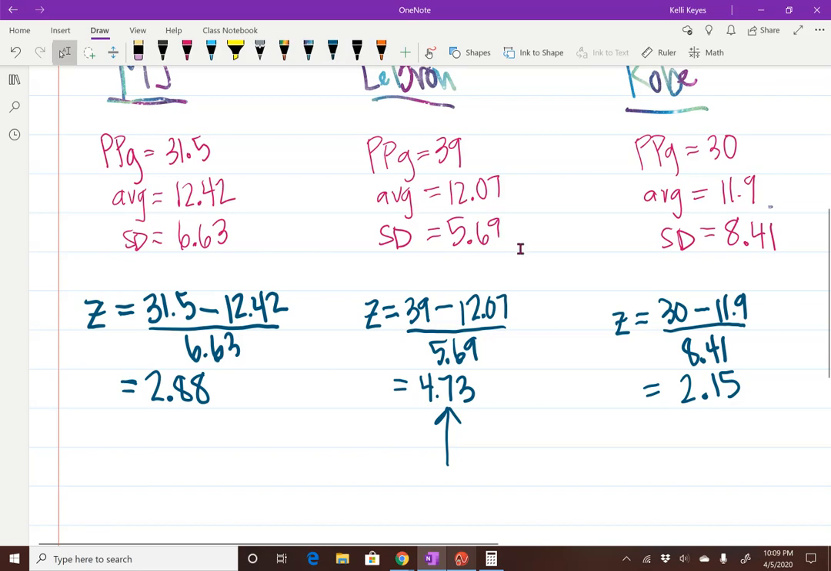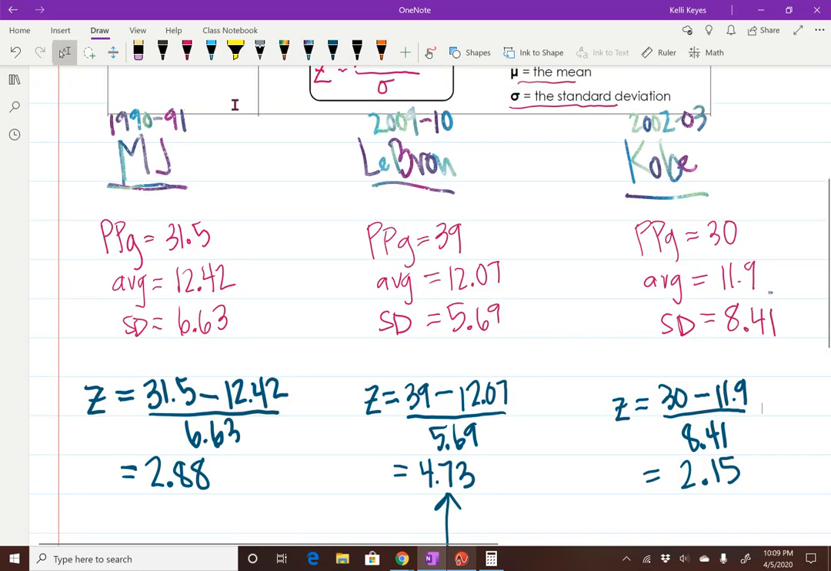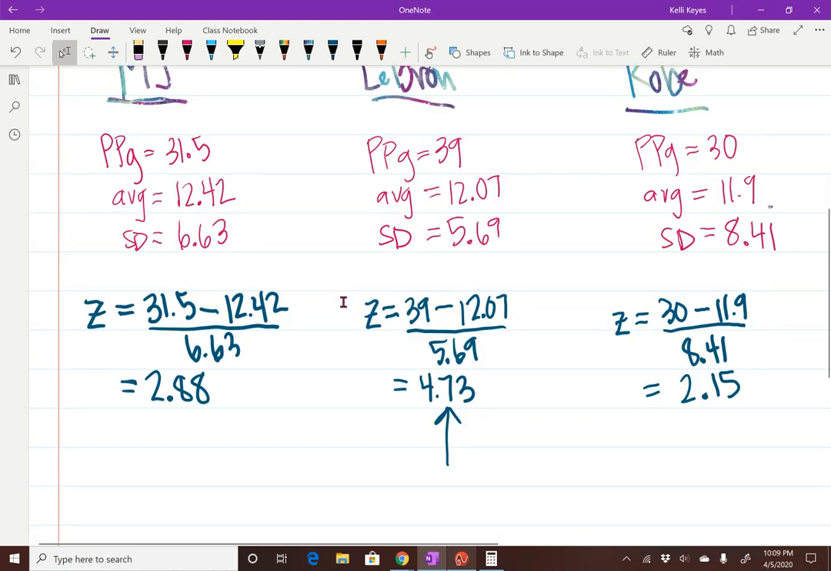And I may have just chosen the wrong year. Maybe if I chose different years for these guys, they would get a higher z-score than LeBron. I'm not sure. But I tried to pick what seemed like their best year for average points per game. But anyway, LeBron did the best for average points per game.